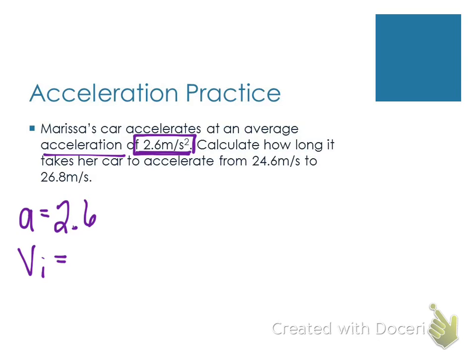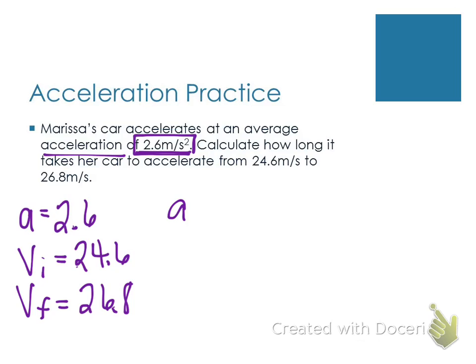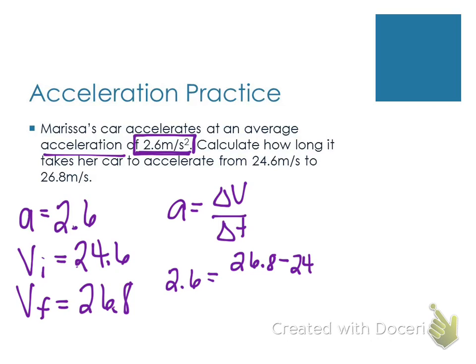Okay? Velocity initial is? What's our velocity initial? 24.6. Good. And our final velocity is 26.8. Very good. Okay. So now we're going to plug in acceleration equals delta V over delta T. We know our acceleration this time, so we're going to plug in 2.6 equals 26.8 minus 24.6 over T. Okay, because we're solving for time here. It says calculate how long it takes her. So time's going to be the variable that we are solving for.